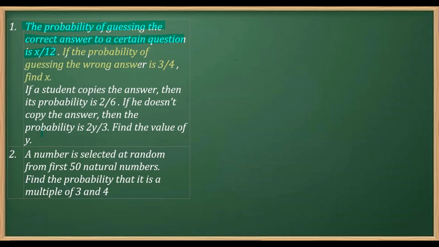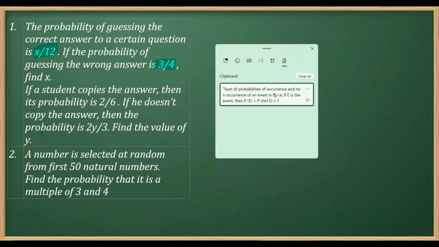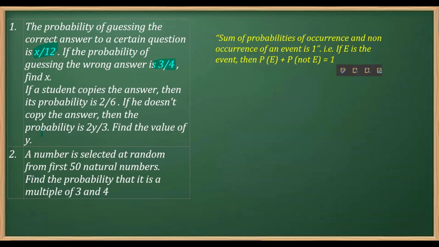Find x. Now, this is one particular question, and a student has two choices, like it being correct or incorrect, right? For it being correct is x over 12 and wrong is 3 over 4. So we are going to use this idea. What do we know from the concepts of probability? That the sum of the probability of occurrence and non-occurrence of an event is 1. That means for happening and not happening, their sum is 1.